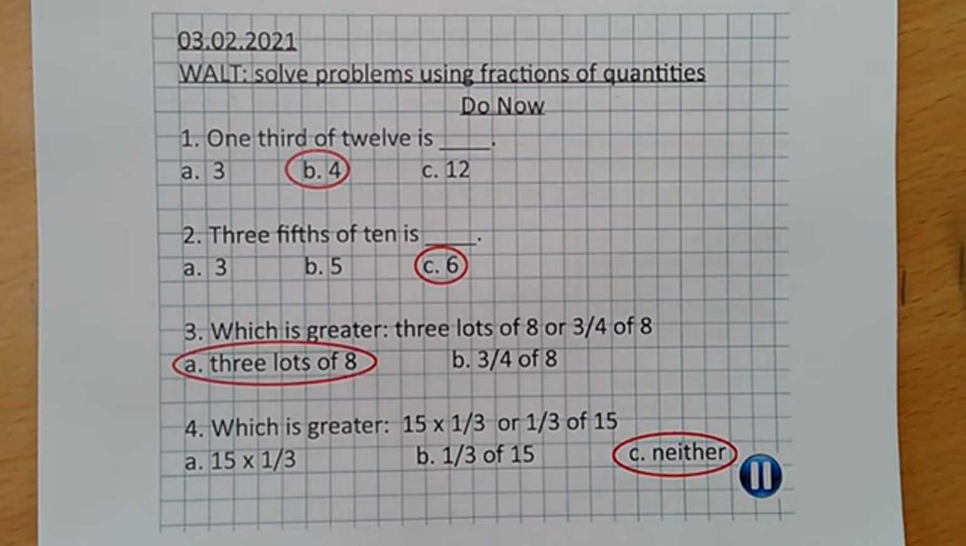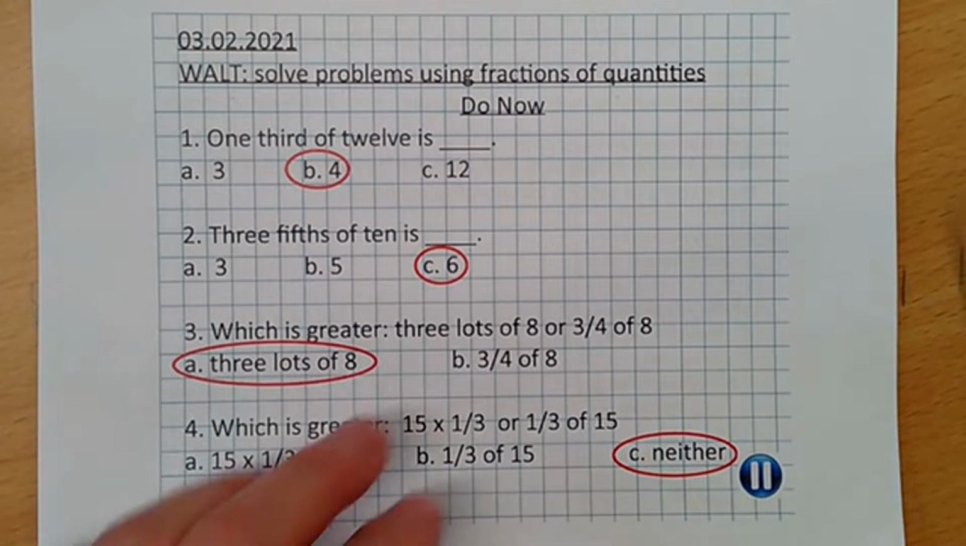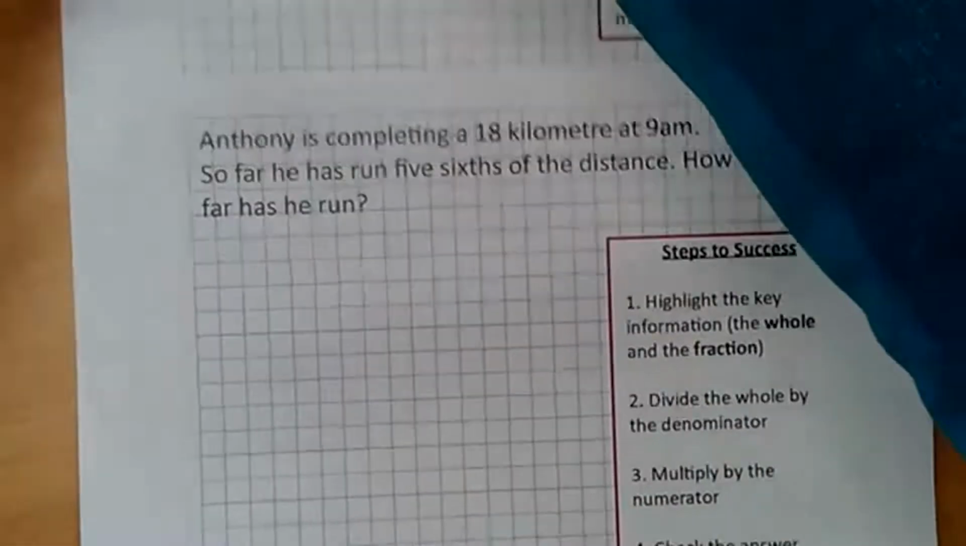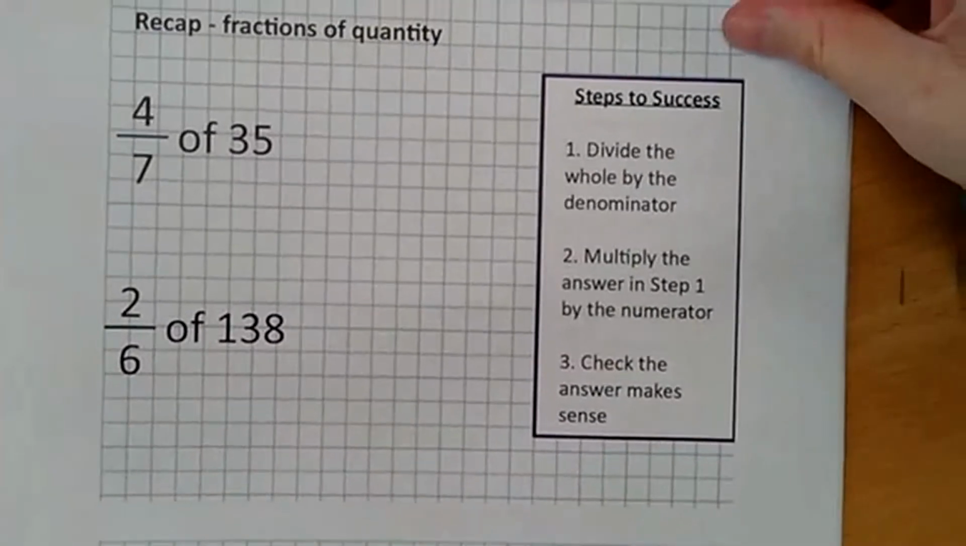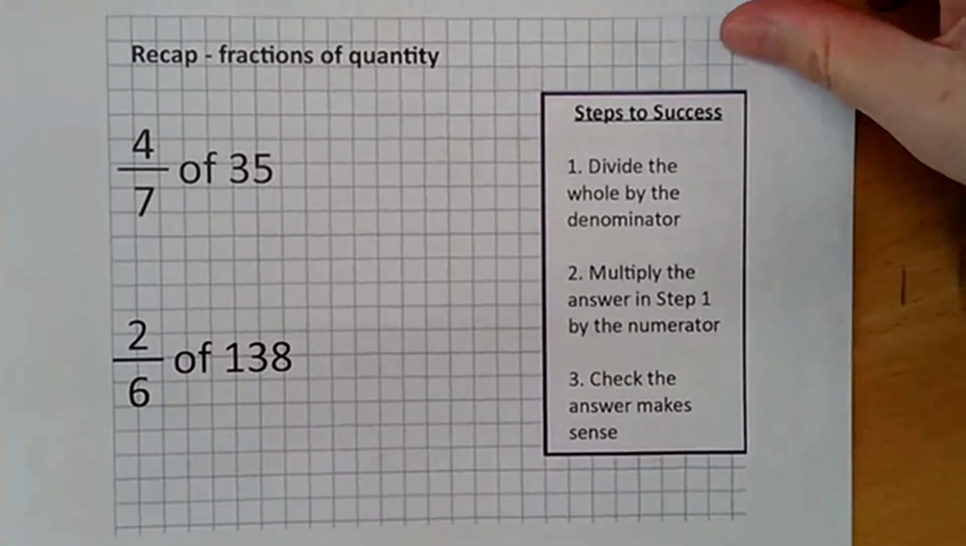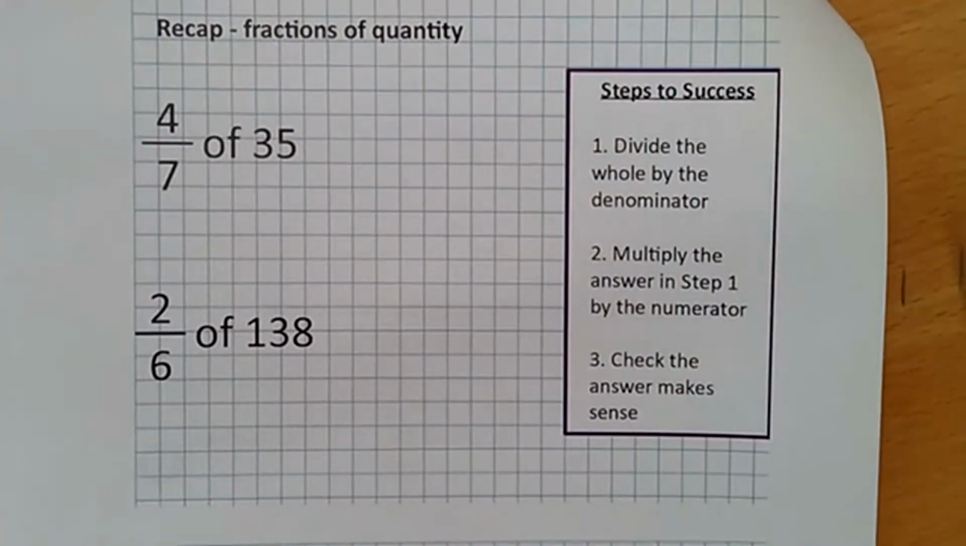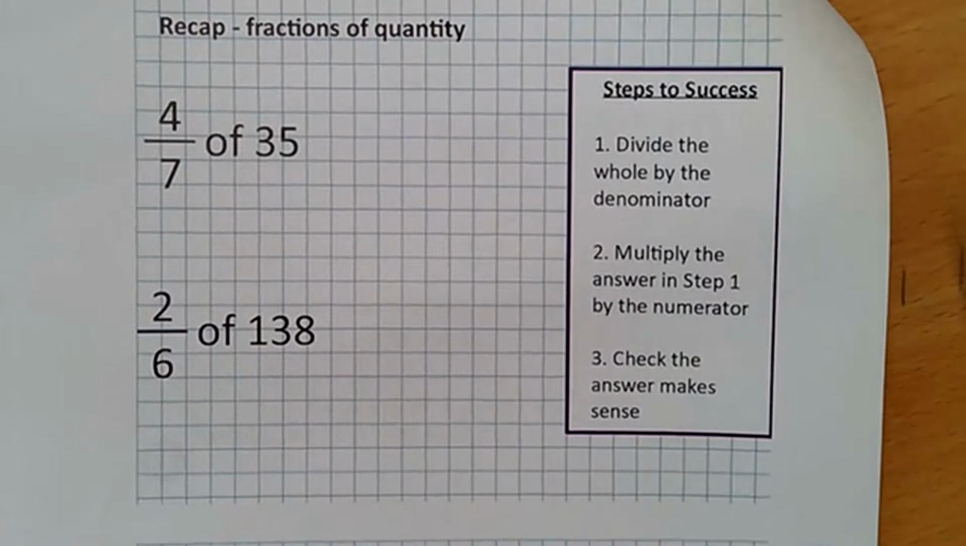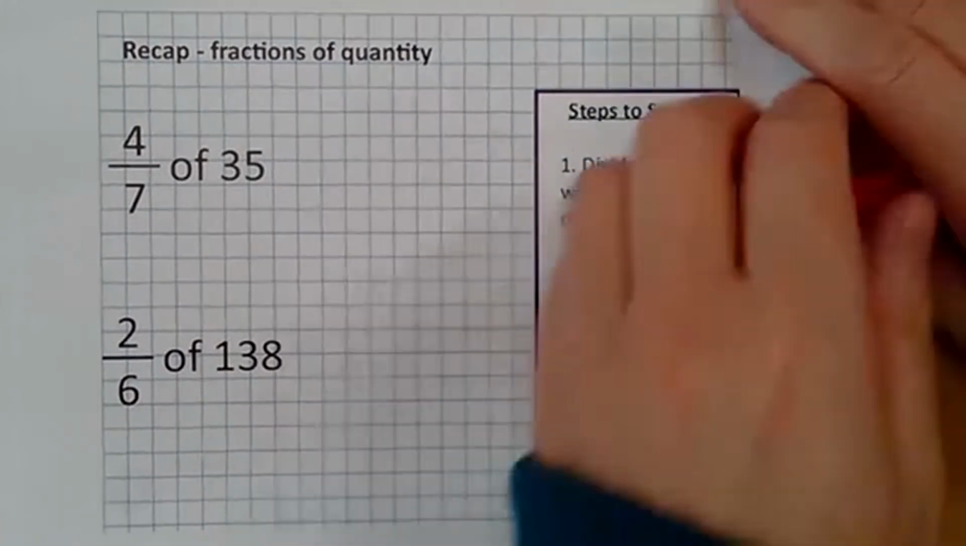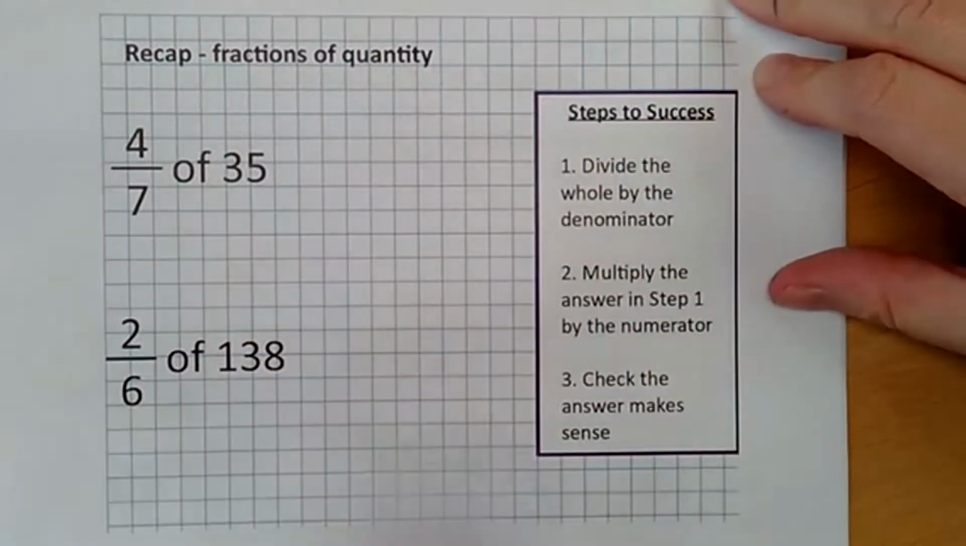So today we are going to solve problems using fractions and quantities. Let's get started. So before we do, let's take a look at what we did yesterday. We are looking for 4/7 of 35.